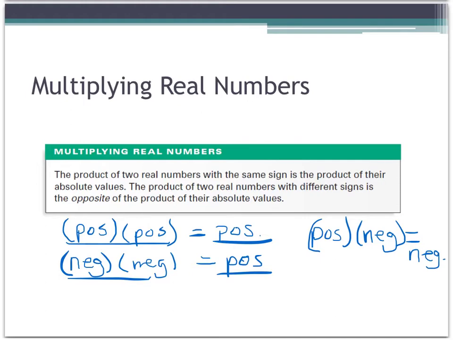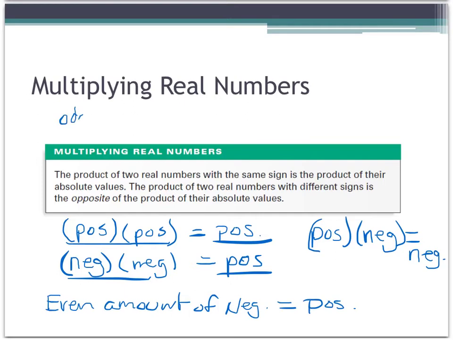One final thing that I want to talk about is that if you have an even amount of negatives, your answer will always be positive. And finally, if I have an odd amount of negatives, your answer will always be negative. So, some rules to apply.